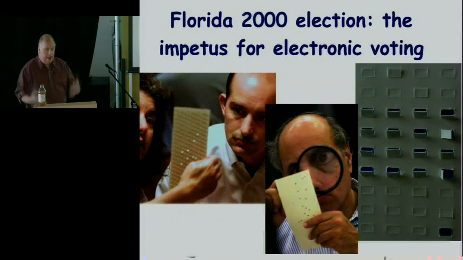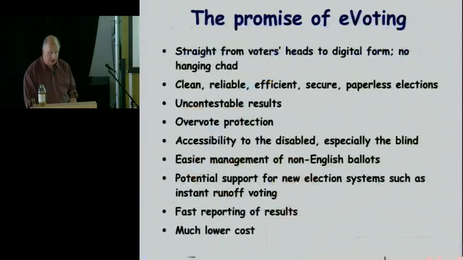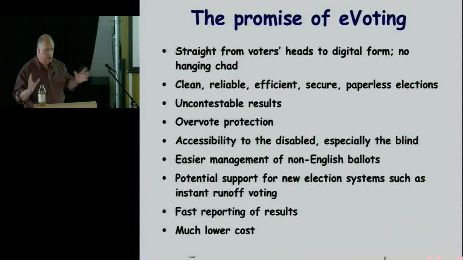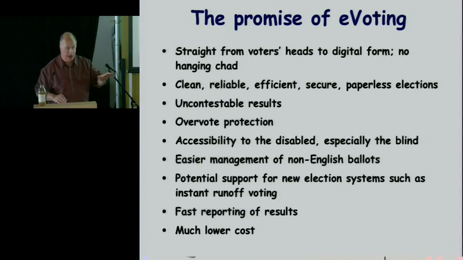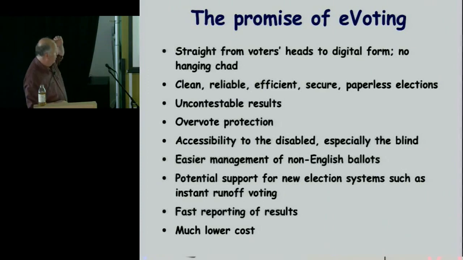DREs and electronic voting became a kind of national priority or fad, depending upon how you look at it, after the infamous 2000 election in Florida with its hanging chads and stuff. The vision of electronic voting that the vendors who sold the idea believed, and that the election officials who bought it believed, and they honestly believed it, is that it would, first of all, allow votes to be captured straight from the voter's head into digital form without going through some ambiguous form that might be quasi-digital, like either marks on paper or partial punches in a punch card, that the election would be administered in a clean, reliable, efficient, secure, and paperless way. The results would be uncontestable.